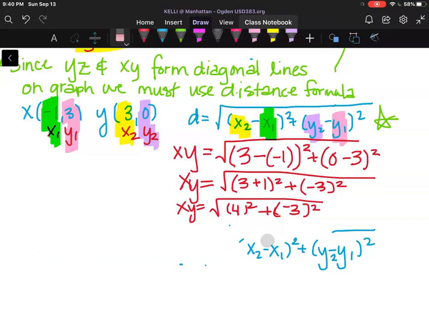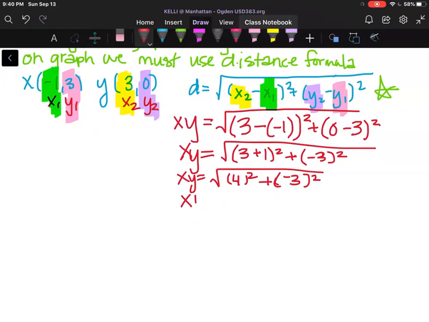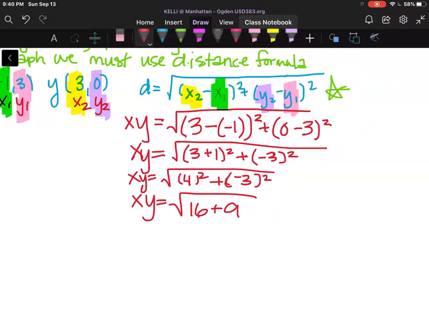Okay, I'm going to erase what I got down here. I'll have to rewrite it in a second. So, got my xy equaling, well, 4 squared is 16. -3 squared is 9. Okay, so remember, if I square something, I always end up with a positive. Well, 16 plus 9, I get 25. And the square root of 25 is 5.